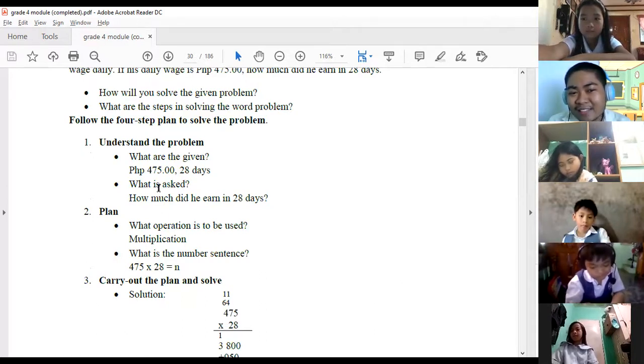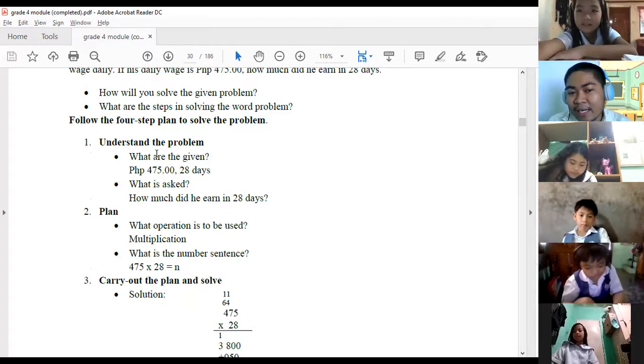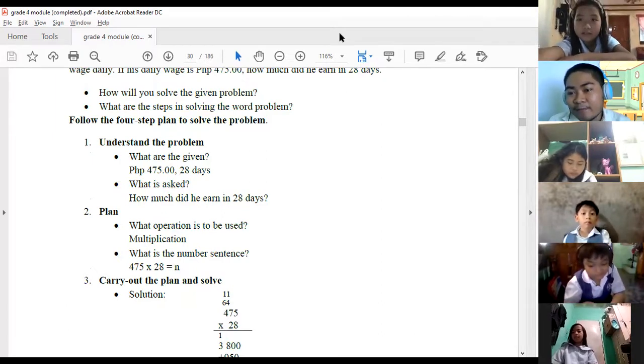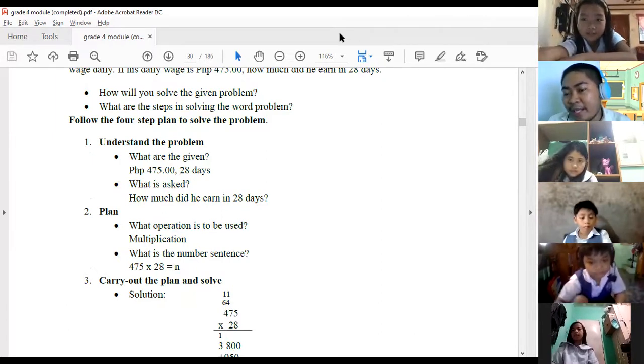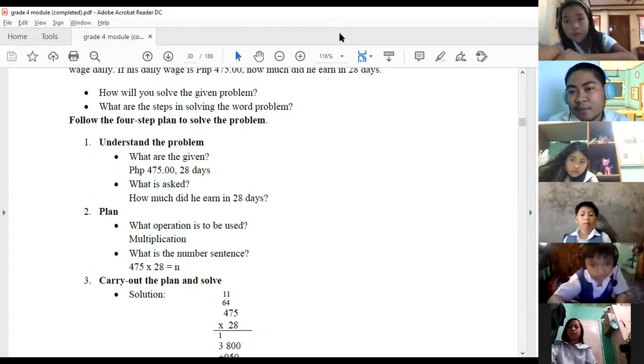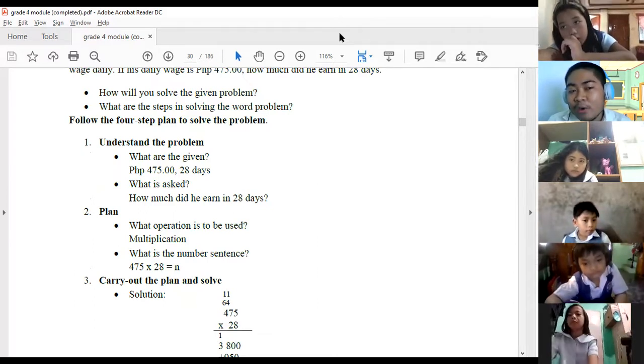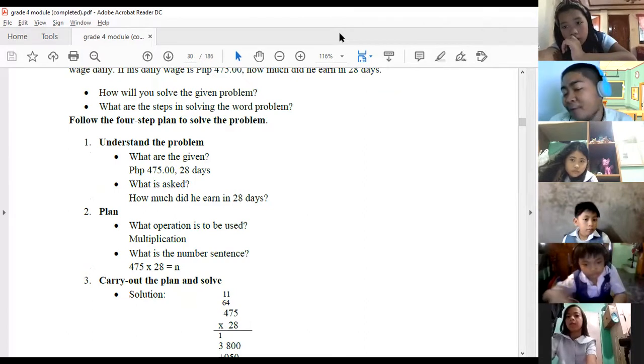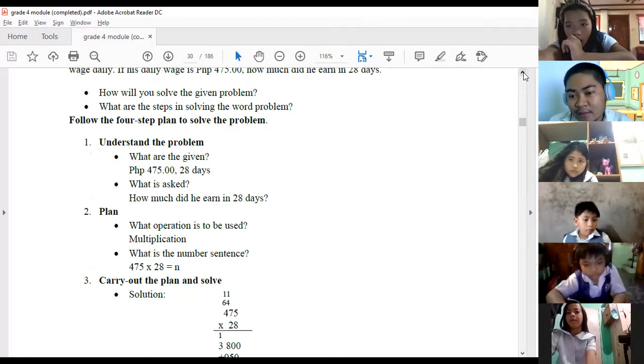Okay, so what is asked? What are the givens? Tama? So in any word problem, you should know what is asked, followed by what are the givens.